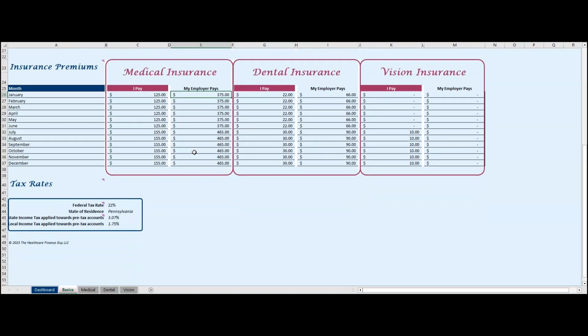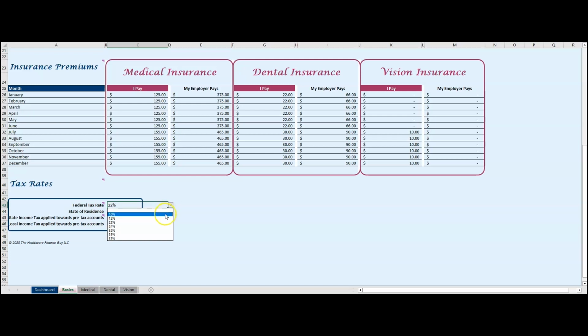All right, and we can go to the third section of the Basics tab, which is the tax rates. This is a good section to fill out because no company is ever going to show you or tell you how much you're saving in taxes, but it's a good exercise so that you reward yourself for participating in pre-tax accounts like HRAs, FSAs, or HSAs.